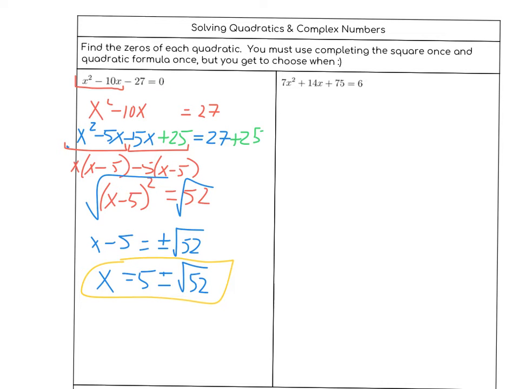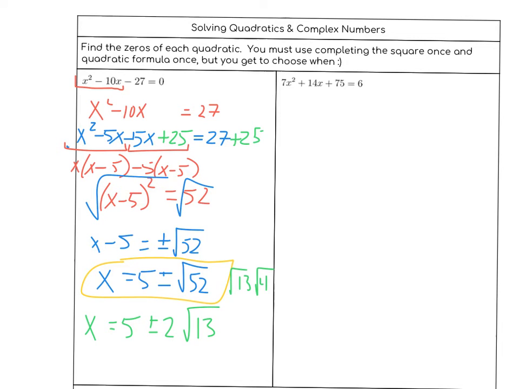By the way, reducing this would be x equals 5. 52 is going to be 13 times 4. So the 4 can come out, as the square root of 4 is 2, and we end up with 2 square roots of 13.